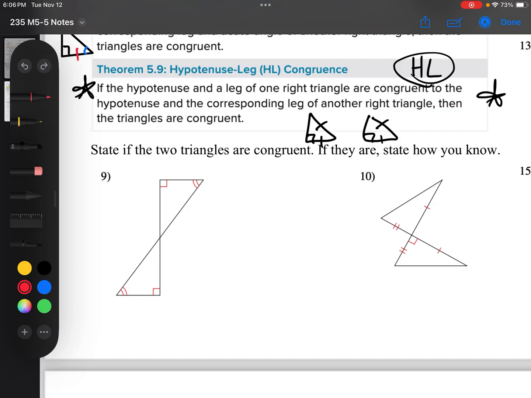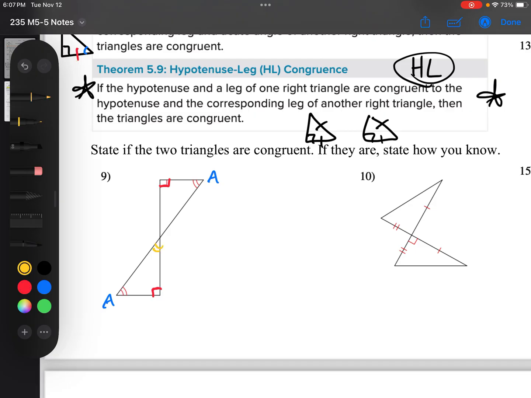State if the two triangles are congruent. If they are, state how you know. First things first, look at what you have in your diagram. I already know I have a right angle, so I know I have a right triangle. Up here, I have an angle. Over here, I have an angle that are congruent, okay? Over here, I have that same right angle, so that's great.